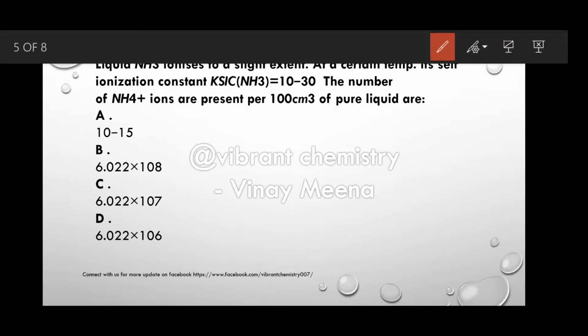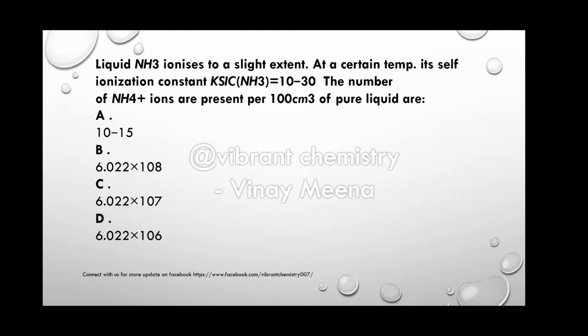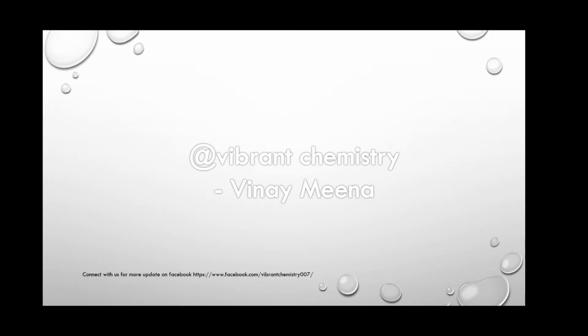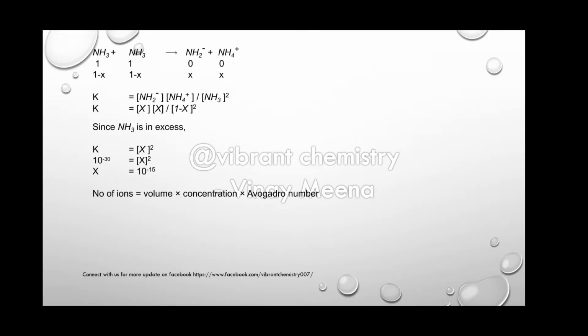So in this question we need to find out how many ions will be present in 10 to the power 2, that is 100 ml, of the liquid ammonia. We are provided with the ionization constant of liquid ammonia, and that is 10 to the power minus 30. The ionization constant itself suggests that very little dissociation or ionization takes place. So guys, let's move ahead and solve this question.